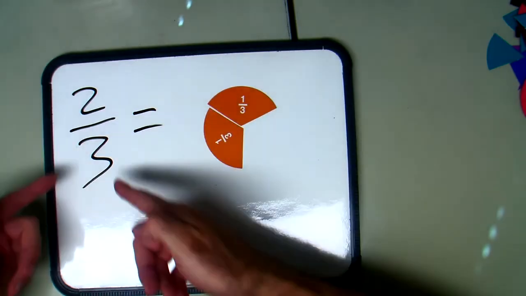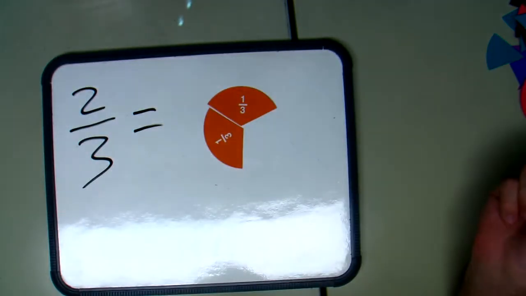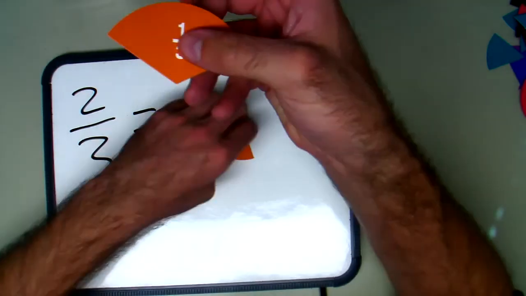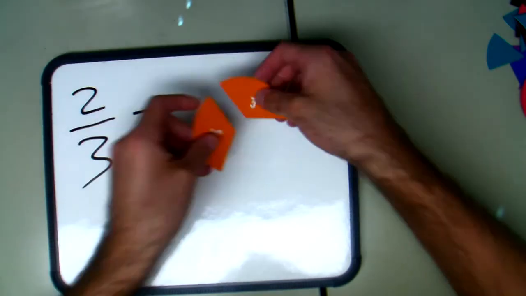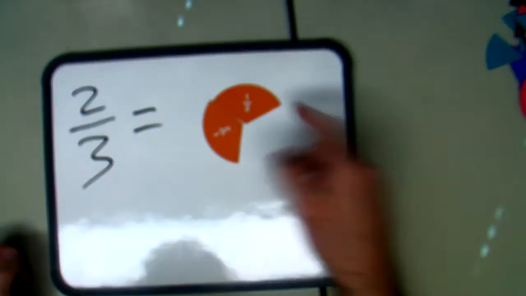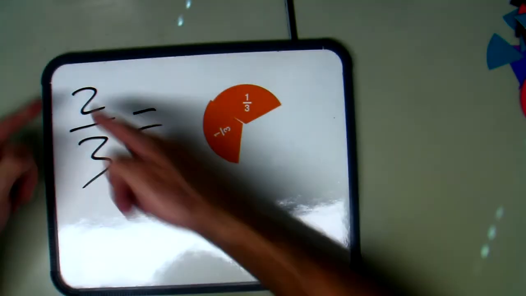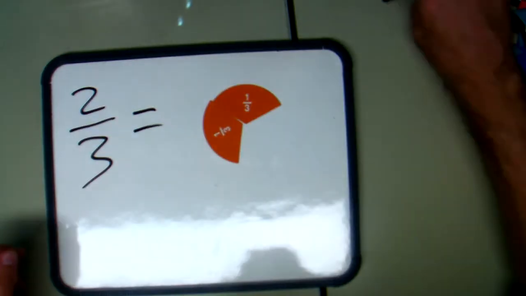So with 2/3, I have 2 third pieces. This is a third. This is a third. I have 2 of them. I have 2 thirds. I do not have one whole. So 2/3 is less than one whole. It's less than 1. Let's try another example.